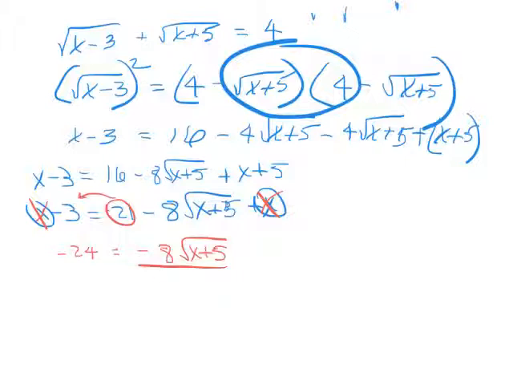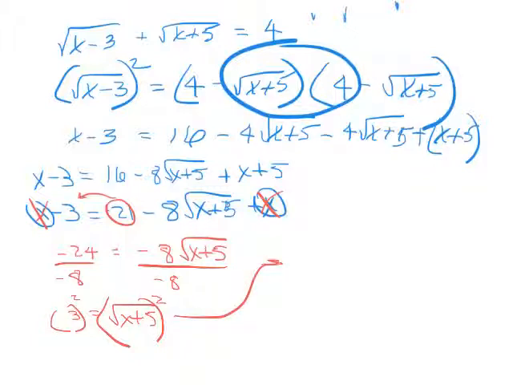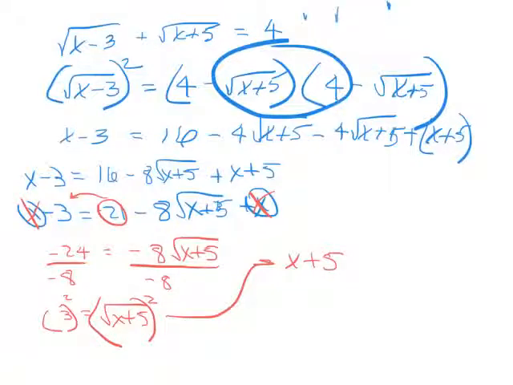Now I'm going to divide both sides by negative 8, and that gives me 3 equals the square root of x plus 5. Square both sides to get rid of the radical, and I get x plus 5 equals 9. And then I can just find that x equals 4. And 4 checks when you put it back in, so that ends up being the answer.